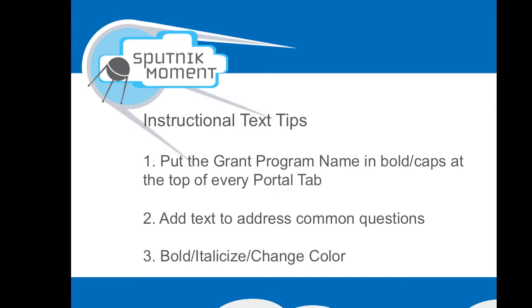Number 2, if you aren't sure which text to add, one of the things we've done is during the testing phase of our projects, if we notice end users are asking some of the same questions, we use instructional text to answer those questions up front, such as who to contact within the organization for questions on the application process, or what the red lines mean next to field names when they're required.